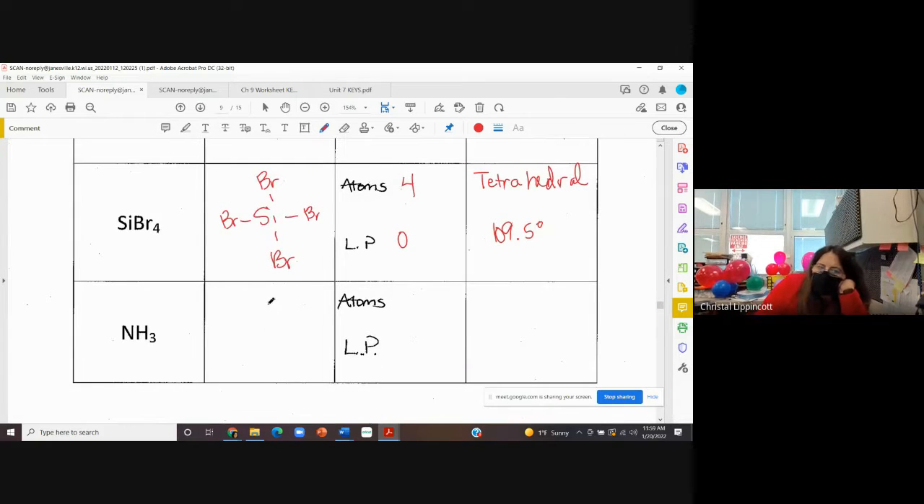All right, next one, we have our nitrogen. And then we have our hydrogens coming over here. Let's see if you can figure out these next 2 boxes.